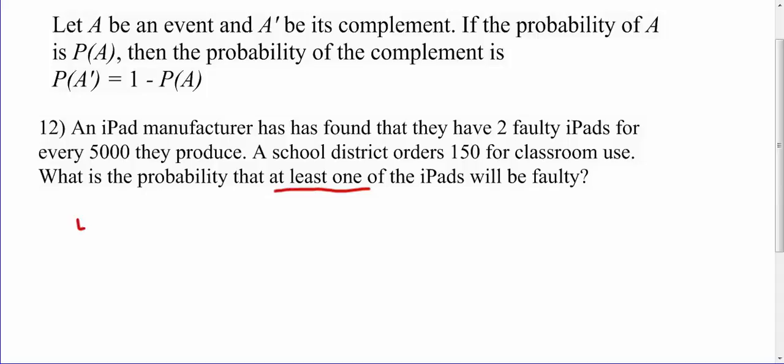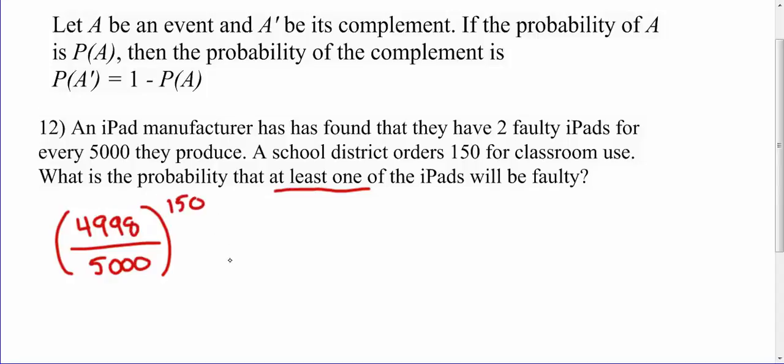So here's what I'm going to think about. The probability of 1 working would be 4,998 over 5,000. The number that work divided by the total. There are 150 of these going into the classroom. I have to multiply this number together 150 times. This one, the first one, has this probability. The second one has the same probability. And third and fourth and so on. So we have to raise that to the 150th power.